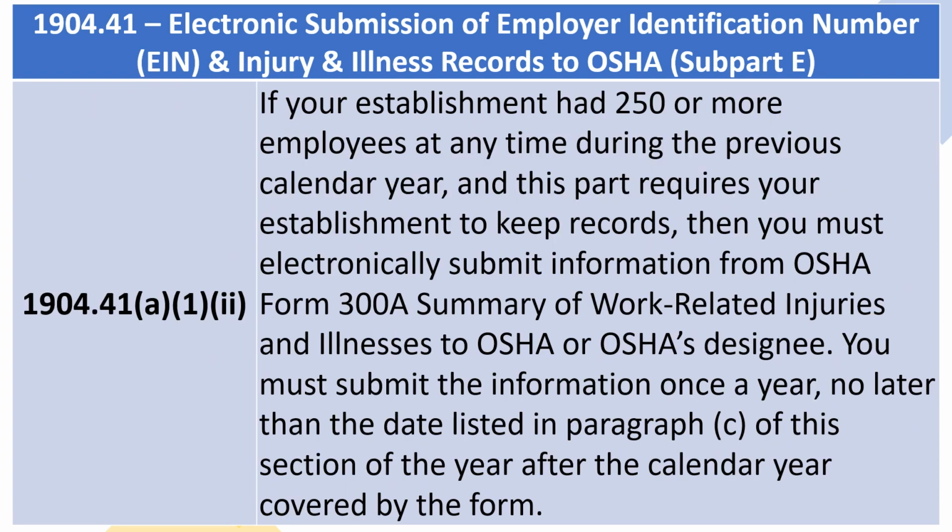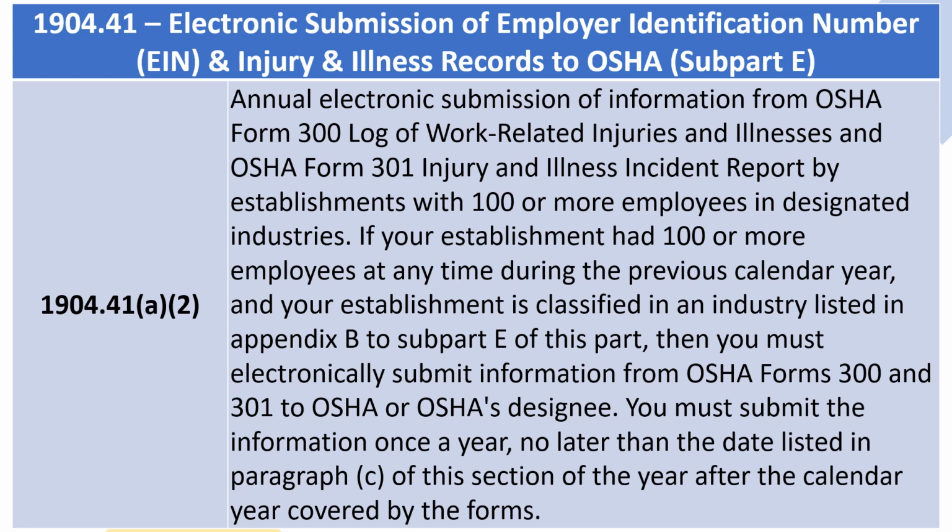1904.41(a)(1)(ii): If your establishment had 250 or more employees at any time during the previous calendar year, and this part requires your establishment to keep records, then you must electronically submit information from OSHA Form 300A, summary of work-related injuries and illnesses, to OSHA or OSHA's designee. You must submit the information once a year, no later than the date listed in paragraph (c) of this section of the year after the calendar year covered by the form.